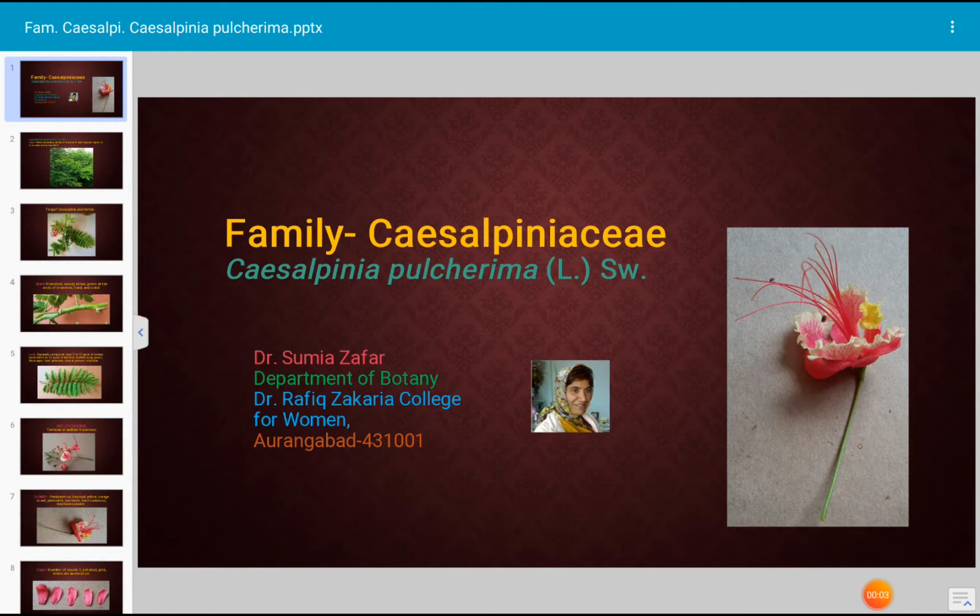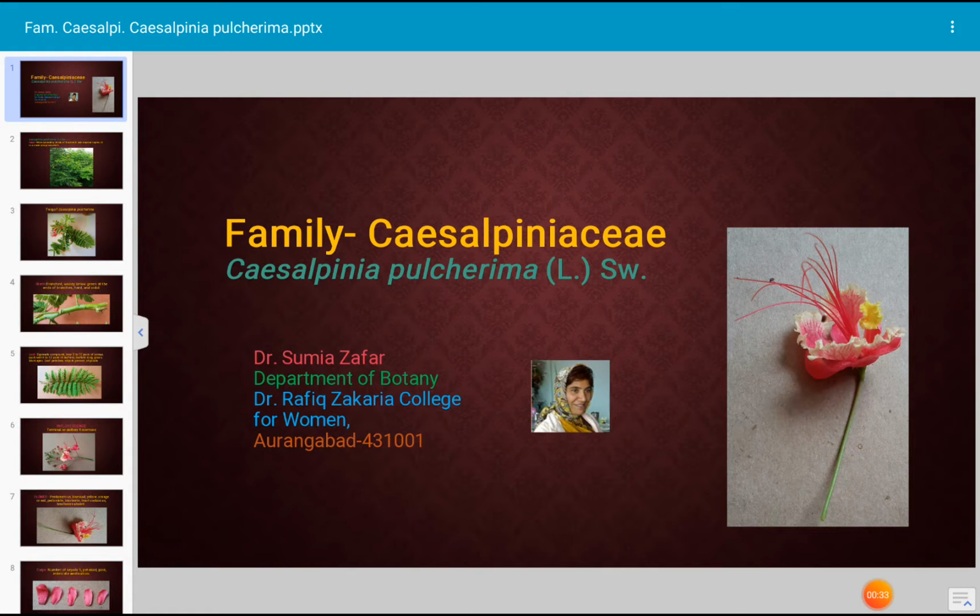Today's topic for discussion is a description of a specific plant, that is Caesalpinia pulcherrima. This plant is a member of family Caesalpiniaceae. It is a shrub plant. It grows up to 3 to 4 meters tall and it is commonly called peacock flower tree. The flowers are very beautiful and it is cultivated as an ornamental plant for its flowers.